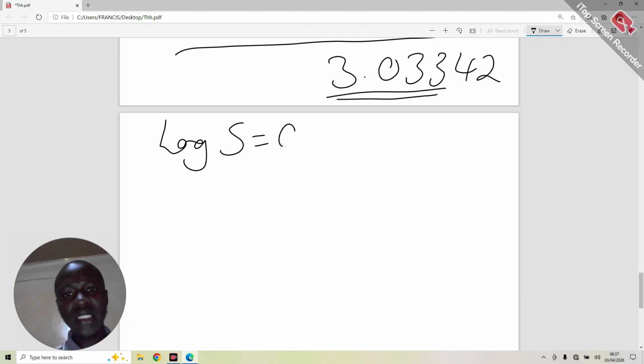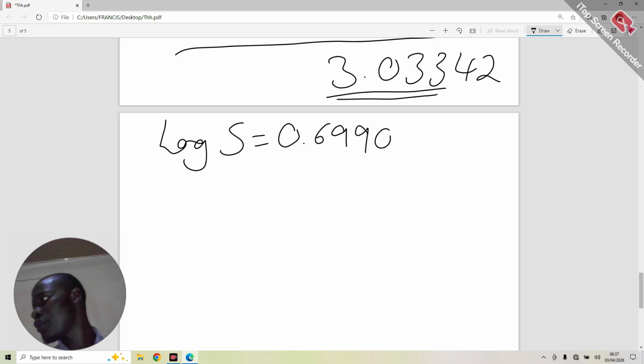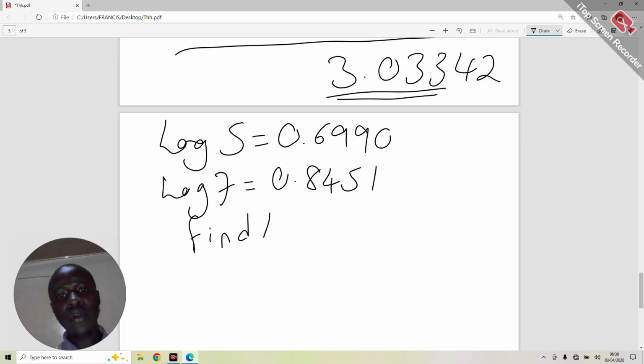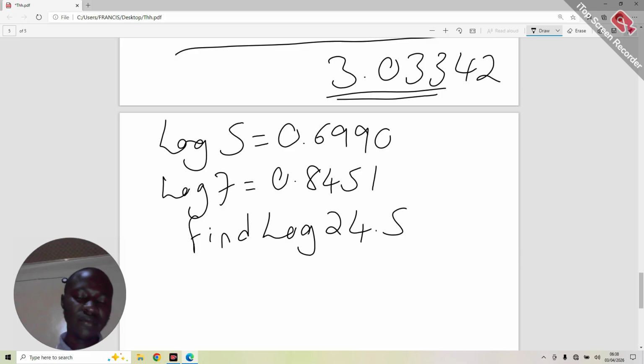So given that log 5 is equal to 0.6990 and log 7 is equal to 0.8451, find log 24.5. Find log 24.5. This is a very easy question, so try it out.